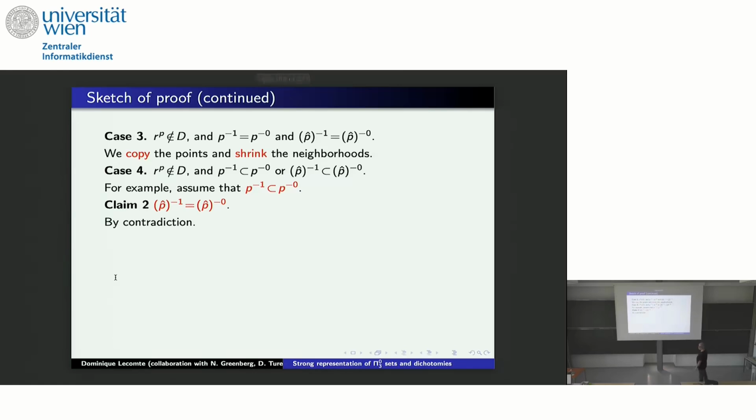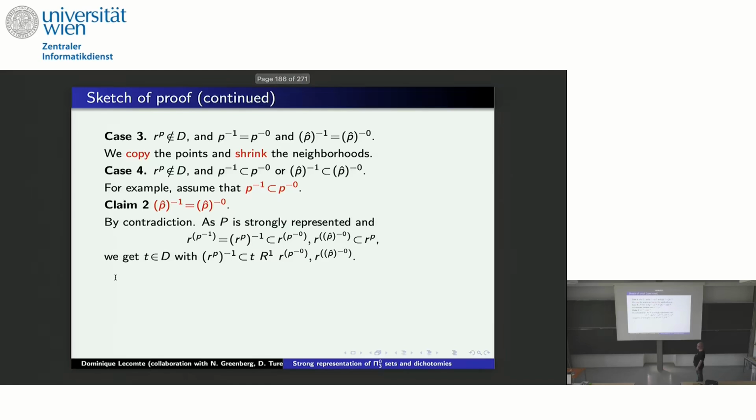So argue by contradiction to see that, as P is strongly represented, and also because between Rp and Rp minus 1, you have the Rp minus 0 and Rp hat minus 0, you can apply the second part of strong representation. It gives you a T in D, which is strictly after Rp minus 1, and which is R1 with these two guys at the 0 level.